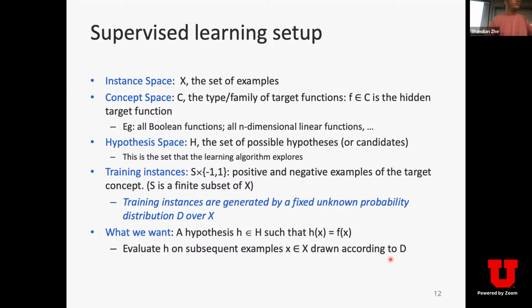The distribution of those feature variables are unknown.